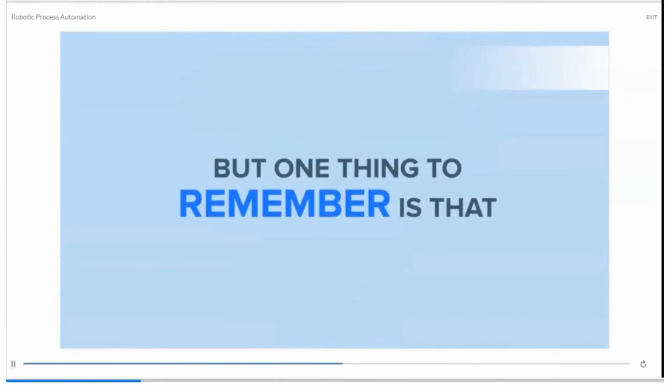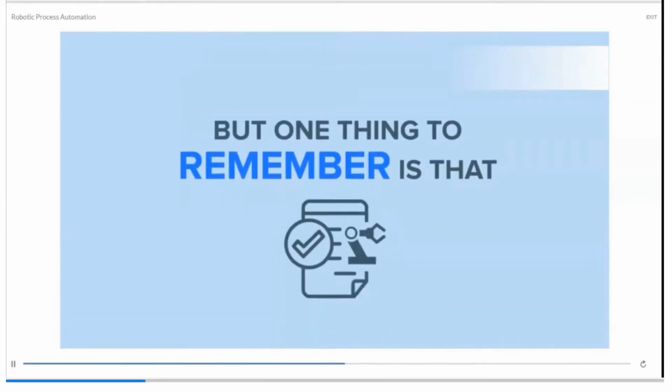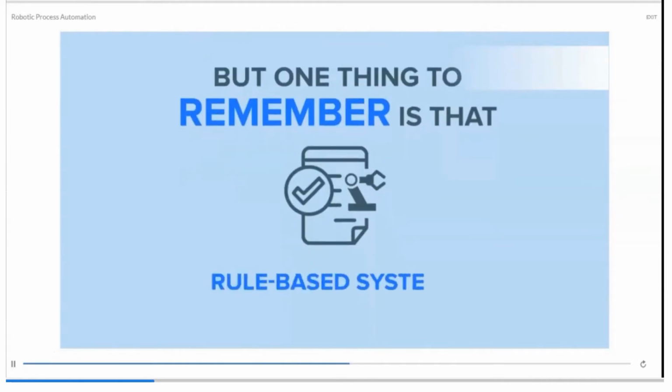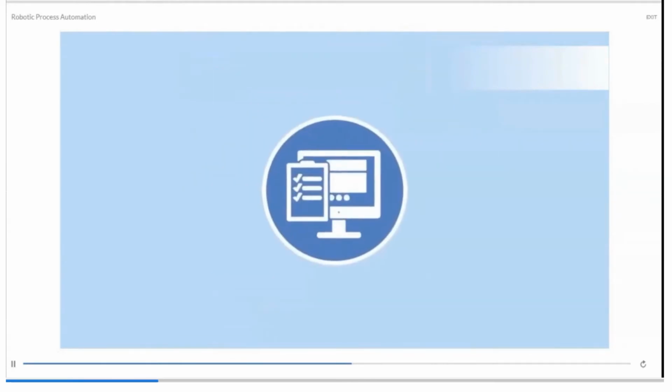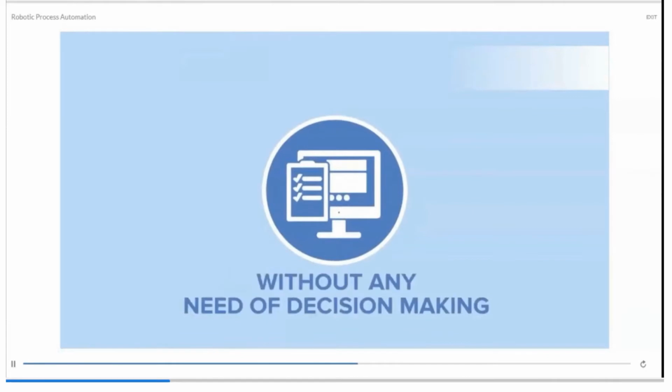But one thing we have to remember: RPA works only on a rule-based system. It depends upon a rule-based system. It is not able to take any decisions. Once the sequence of operations is given, it is able to do the process. It is not capable of decision making. If any process has to be done without any need of decision making, then it can be carried out using this RPA.